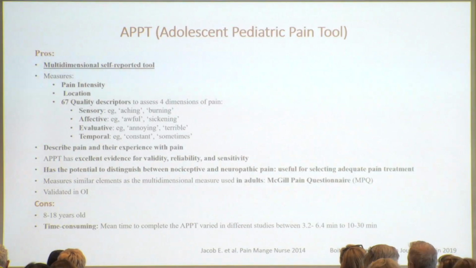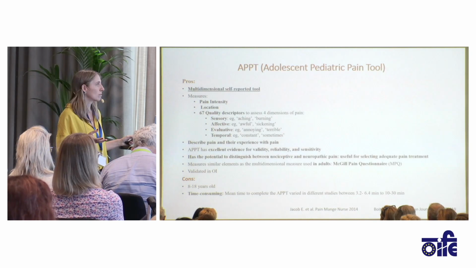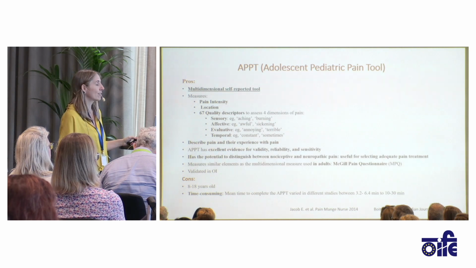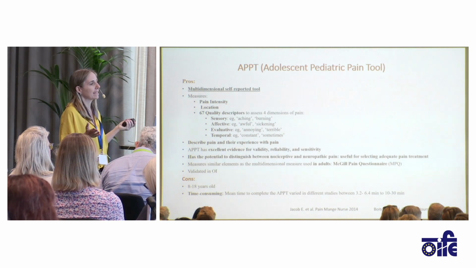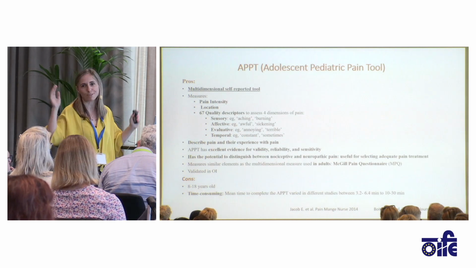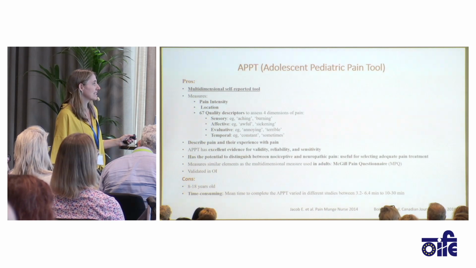So the APPT has been validated. It's a multi-dimensional self-report tool that, as I said, gives lots of information and describes pain, but also the experience of pain, because it asks about all the emotions associated with pain. Has the potential to distinguish between nociceptive and neuropathic pain. And the cons for this tool is that it was only validated between 8 and 18 years old. If you go to the literature, it has been used for many other age ranges, but it has been validated for this age, and is time-consuming.